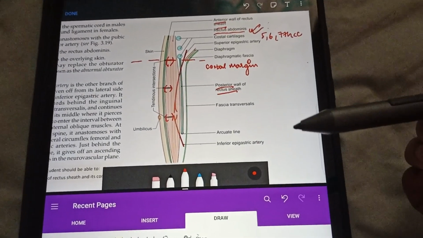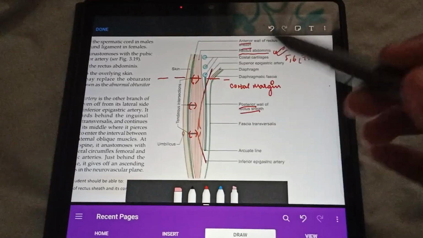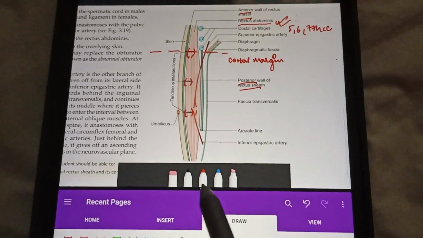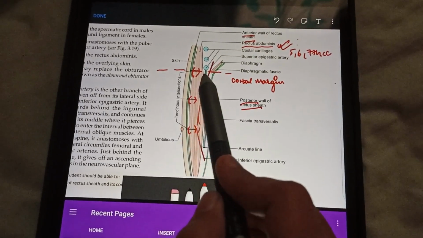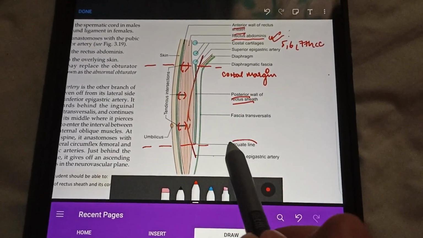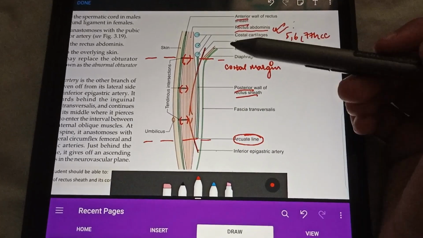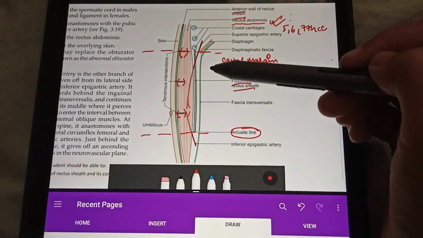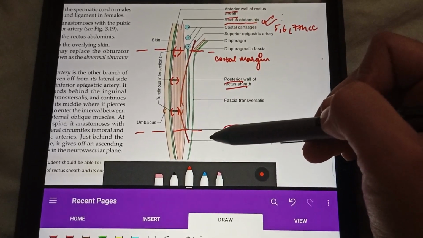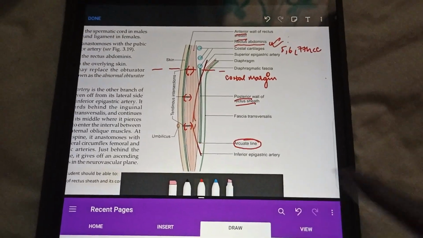Now we'll see the formation of the rectus sheath, which is very important. So we'll move on to the formation. Here you see the costal margin, right? This line which I'm drawing here is the arcuate line, which goes like this. So we will see the formation above the costal margin, between the costal margin and the arcuate line, and then below the arcuate line. That's how we are going to study the formation.